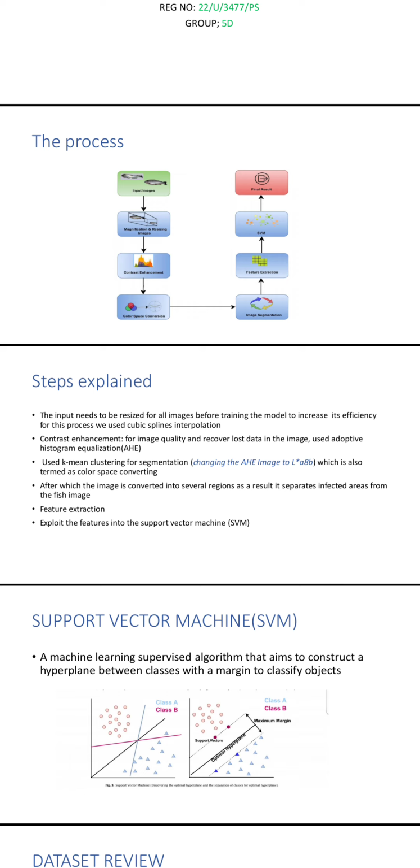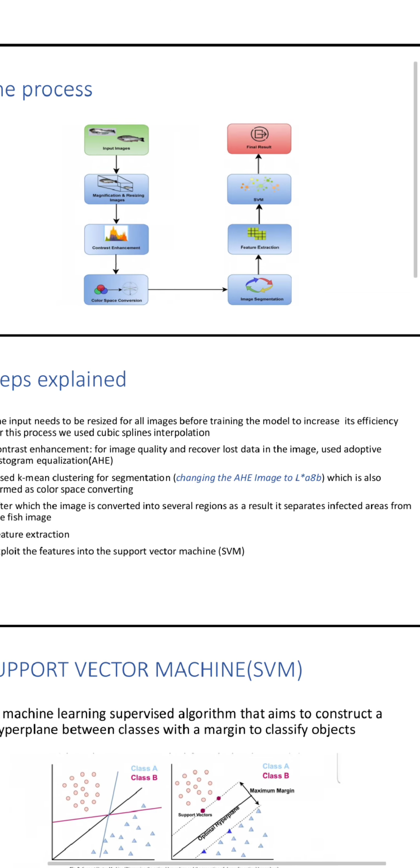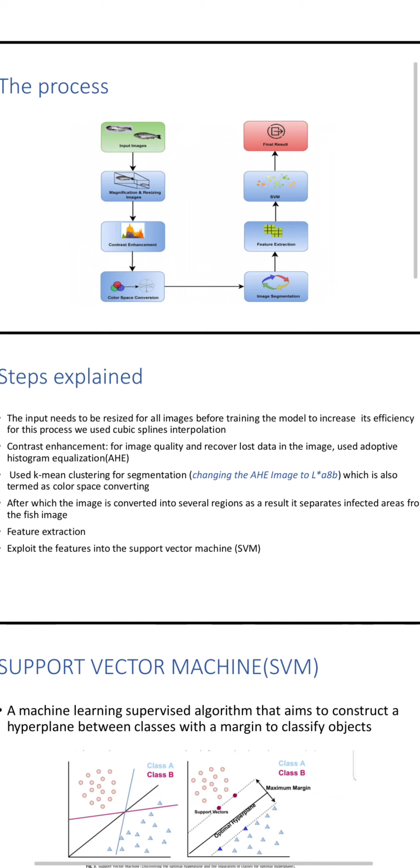So the process will be inputting an image of a fish, then resizing it, then contrast enhancement. Then after we shall be having color space conversion. After that we go for image segmentation, then feature extraction, then support vector machines, SVM, and then the output. The model should be able to tell us if the fish is infected or not.